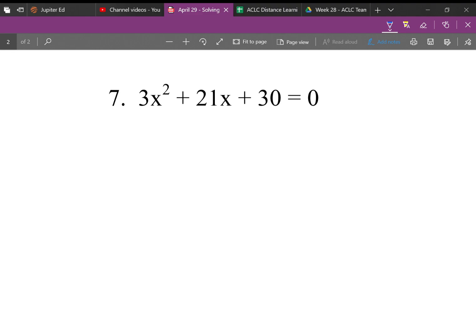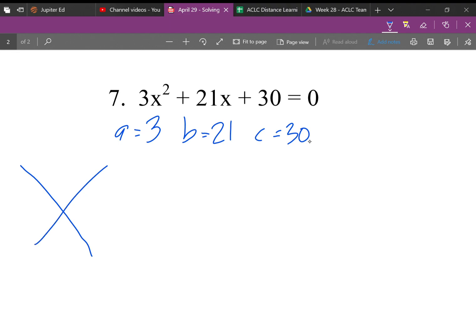We have a problem here where a is 3, b is 21, and c is 30. So remember, when we have a not equal to 1, we don't just use x, we use x box. Now you'll notice I have been giving you the x in the box in the previous worksheets. I'm not giving them to you here. You need to write them on your own. So we're going to put our x here, a times c at the top. 3 times 30 is 90. And then on bottom, b is 21.